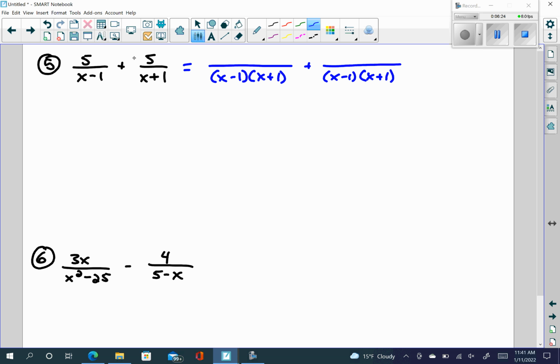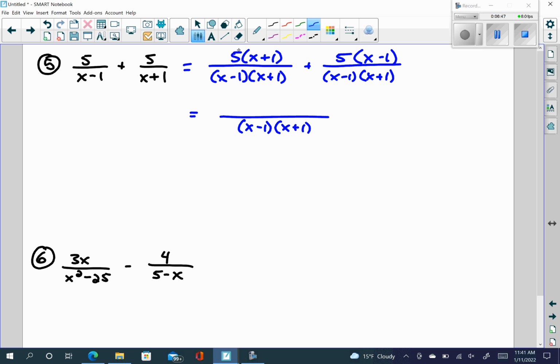And we'll adjust our numerators. So the x minus 1 was already here. We had multiplied by an x plus 1, so that 5 will get multiplied by an x plus 1. And just the opposite here, this 5 will get multiplied by an x minus 1 because the x plus 1 was already there. Again, we're going to make one big fraction because that's the goal of adding or subtracting fractions, to make one fraction. Keep our denominator.